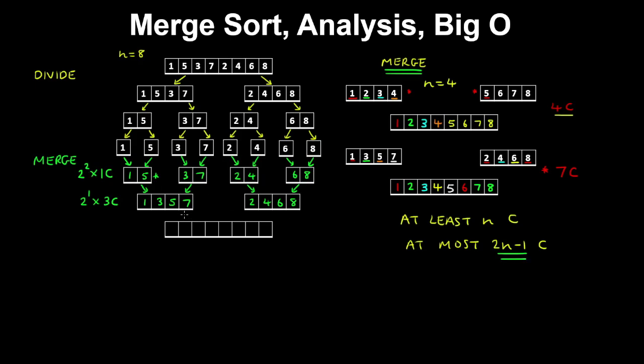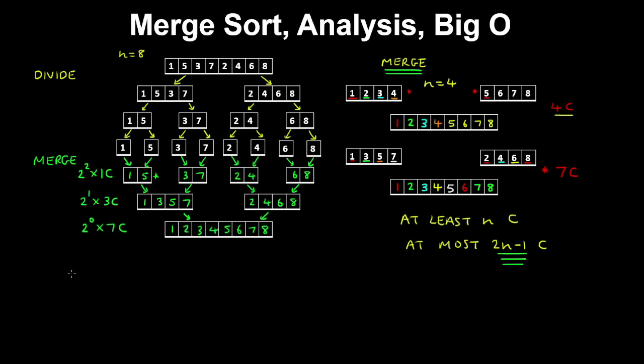And then finally, we merge these 2 arrays into the final array. So we get 1, 2, 3, 4, 5, 6, 7, 8. So what we got is 1 merge, which is 2 to the 0, and the number of comparisons is 2n minus 1. So 2 by 4 is 8, minus 1 is 7 comparisons.